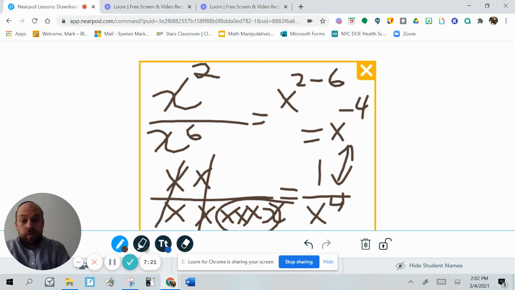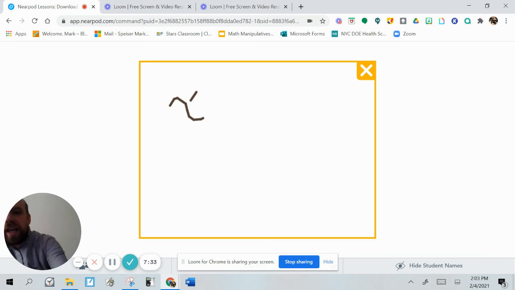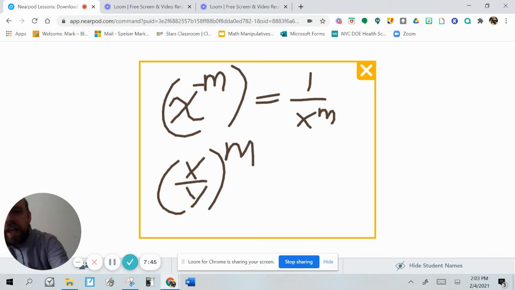Coming up in the next few videos will be, what does an exponent mean when it's a fraction? So let's just do a review slide, and then we're done. So we have that x to the negative m is 1 over x to the m. And when you're working with fractions, that exponent applies to everything.